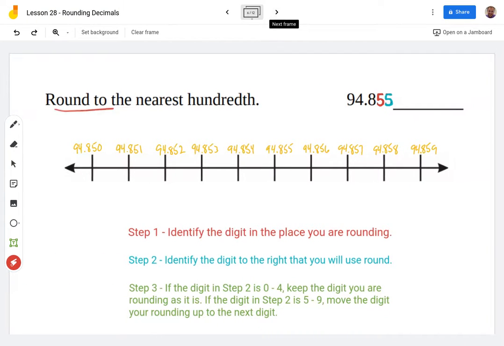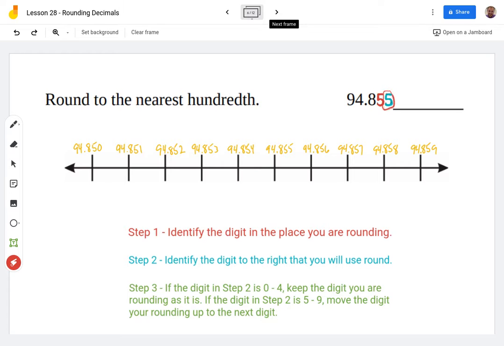In this example, round to the nearest hundredth. We're given 94 and 855 thousandths. Step 1 says, identify the digit and the place value you are rounding. Well, we're rounding the hundredths. The digit there is a 5. Step 2 says, identify the digit to the right of that 5 that you will use. Well, the digit to the right of the hundredths place is in the thousandths.